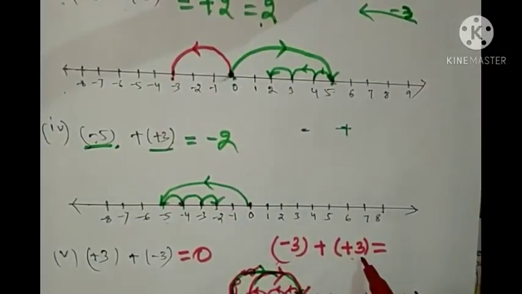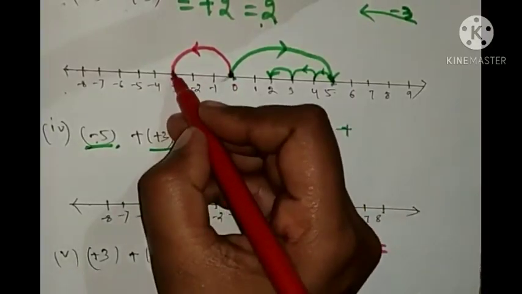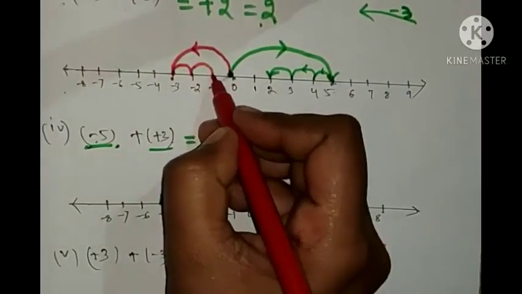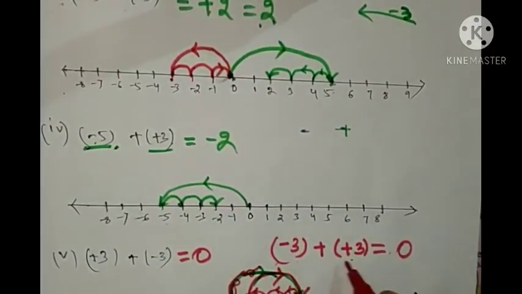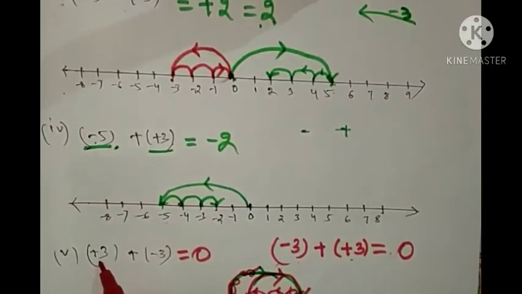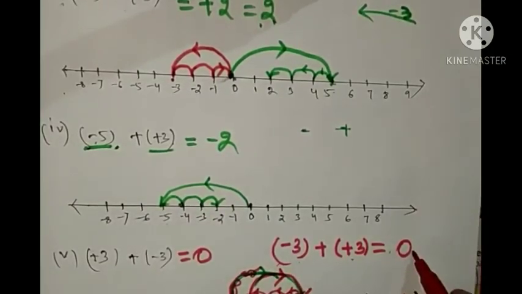Then what is given? Plus 3. Plus 3 means you move to the right. So 1, 2, 3. What did you get? 0. So minus 3 plus 3 is 0. When you add a negative and a positive integer of the same number, what do you get? 0.